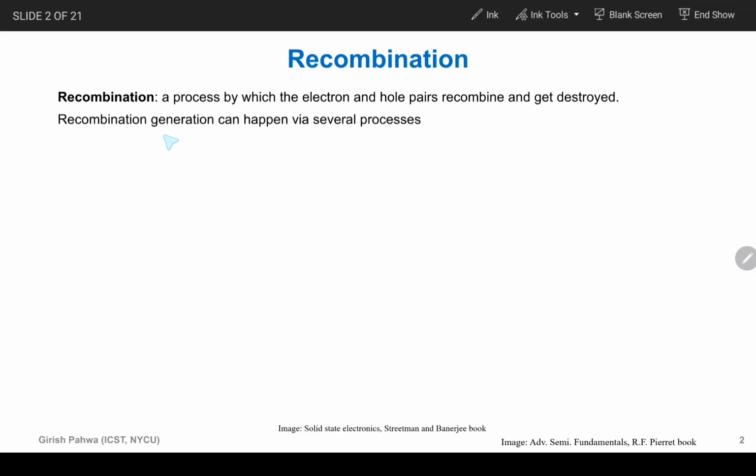Okay, now recombination and generation can happen via several processes. So we'll try to see what kind of processes are there and which one of them is the most important one for a particular given material.